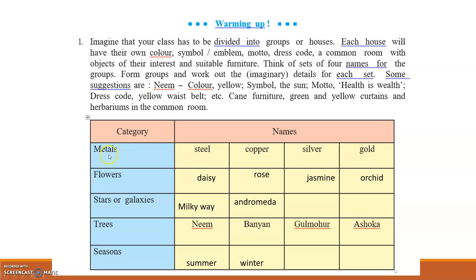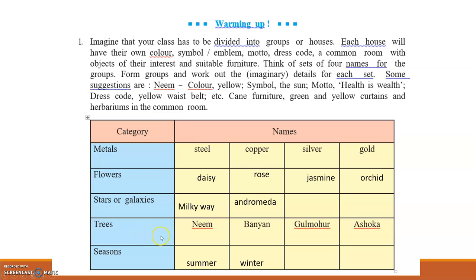Now category here, what they've given: metal, flowers, star or galaxies, trees and seasons, okay? And they've given you names here. So you have to put the names according to the categories here. So here you have metal. They've already given you the first here, the answers: steel, copper, silver, gold, okay? That comes in metal. Flowers, you have daisy, rose, jasmine, orchid. Now stars or galaxies, there are so many, okay? So I have just put here Milky Way and Andromeda. You can put any other that you can fill on your own.